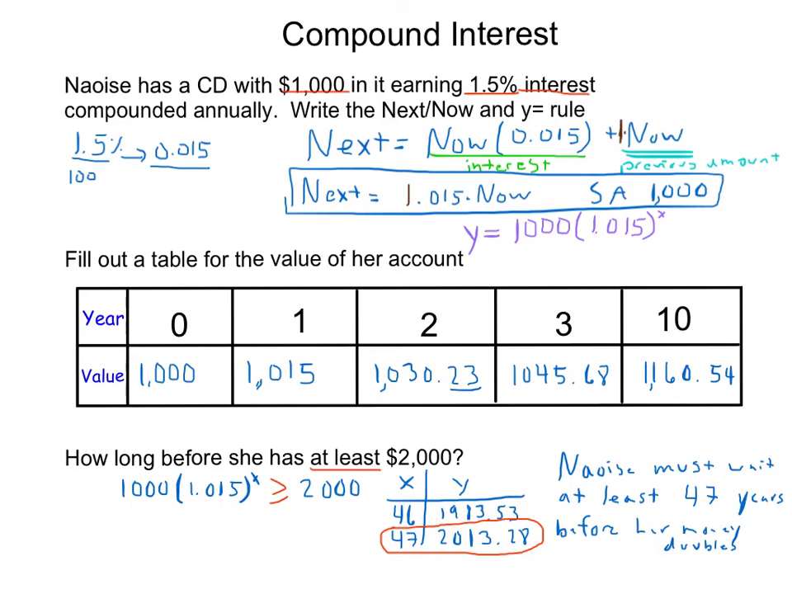So to write that sentence, she's got to wait at least 47 years until she has $2,000, until her money doubles.